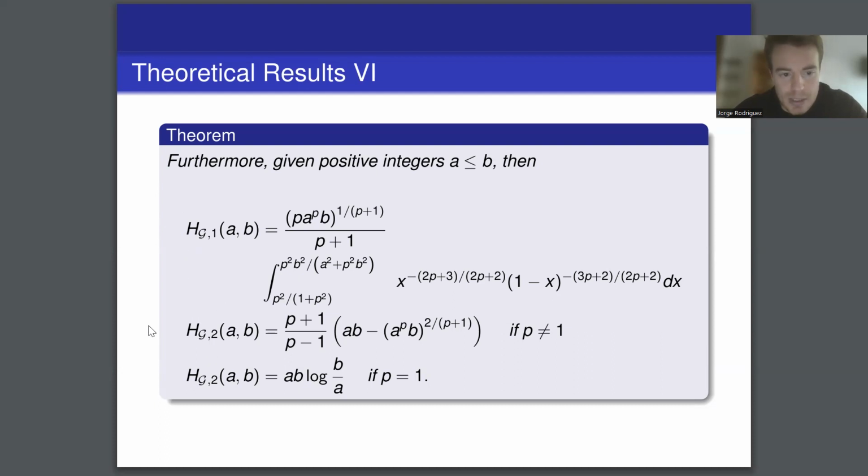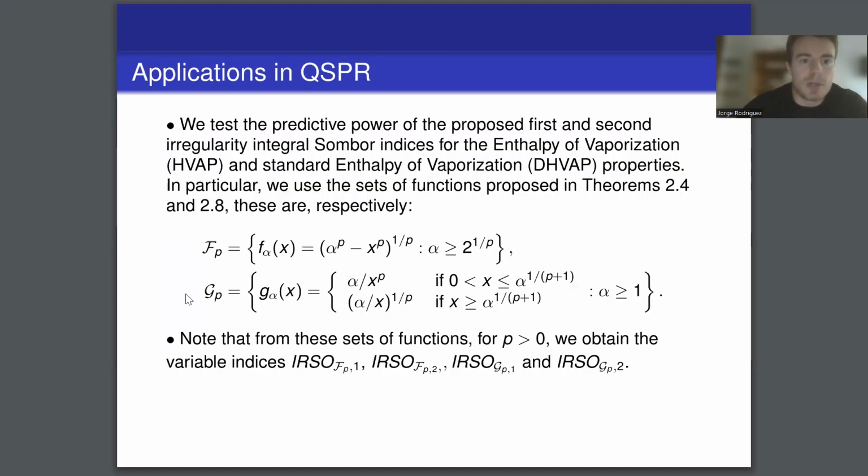And then the second and third lines are the expressions for the area under the graph that allow us to compute the irregularities on board index 2. If p takes value 1, and if p takes a value different from 1, then we get these two different expressions for the area under the graph. But again, they allow us to compute very easily the irregularities on board index 1 and 2. With this said, let me go to the empirical applications.